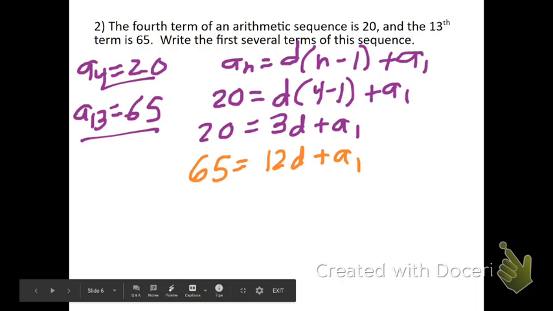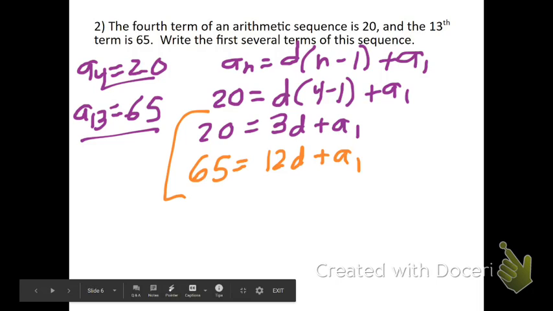So I took this formula and I plugged in these values, 65 for a sub n, because it's the 13th term, and I plugged in 13 for n. 13 minus 1 is 12, and I get 12d. So now I have to solve this system of equations here.